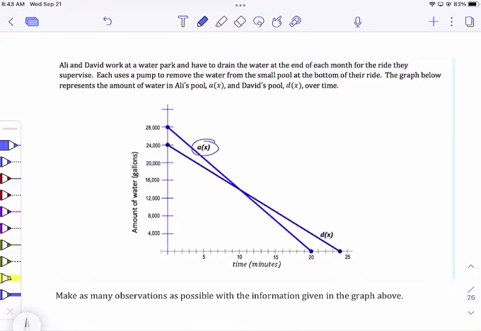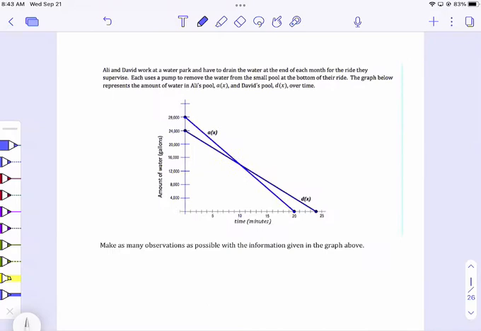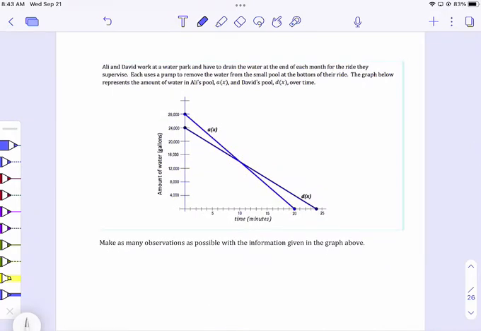So Ali is A of X and David is D of X, and you have their two graphs. It just says make as many possible observations as possible given the graph above. So we're just going to look at these and write down different things that we notice. There's some things I want to say for sure. I would say there's probably 5 things that we need to mention, and if we say more than that, that's okay. But somebody just tell me something that they would notice.